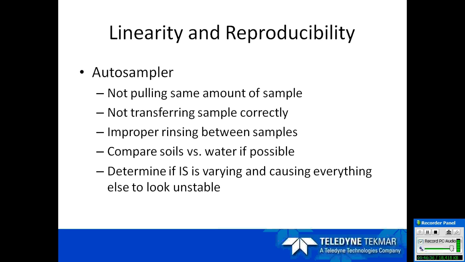Also, you want to determine if your internal standard, your IS, is varying. If your IS is varying in concentration or in the area counts, this might make your calibration curve look unstable, because basically all your calculations are based upon your internal standard, the area under your peak. So if it's varying, you want to troubleshoot that and look. This could be a source of reproducibility problems. Maybe it's just the internal standard that's causing the linearity issues and reproducibility issues.